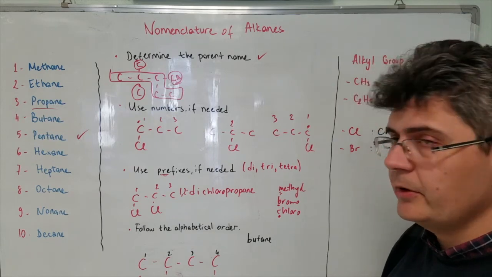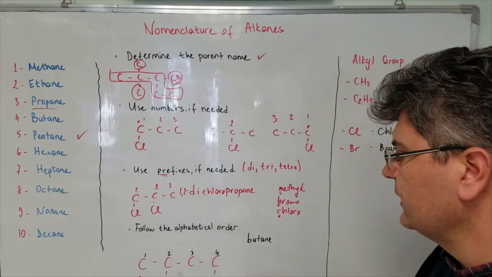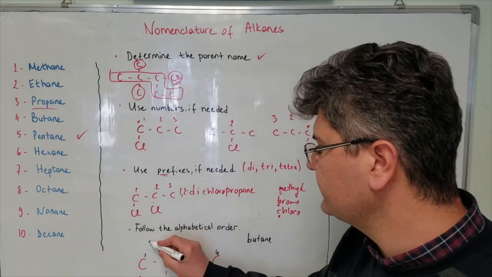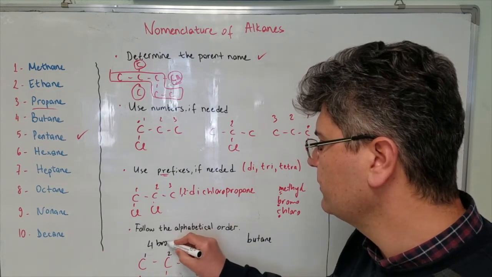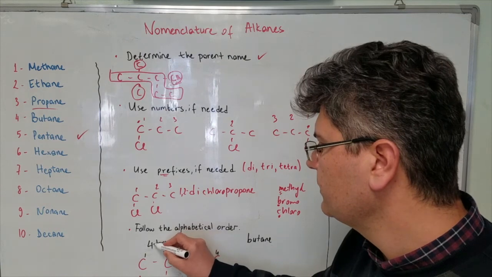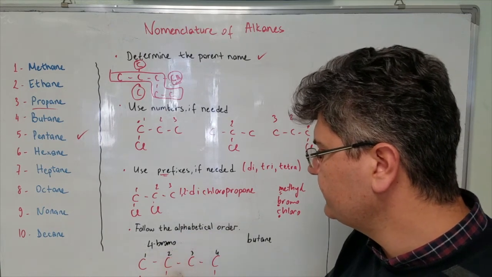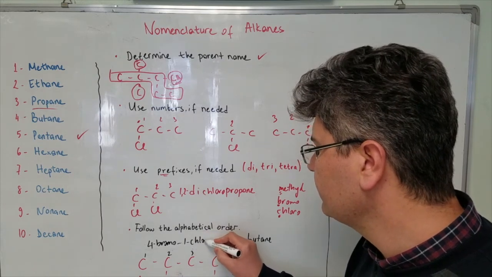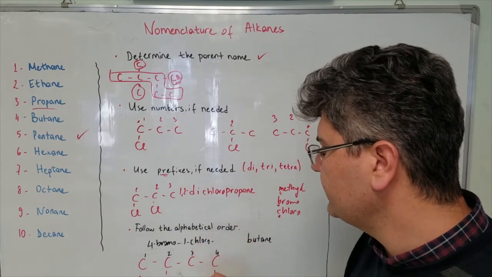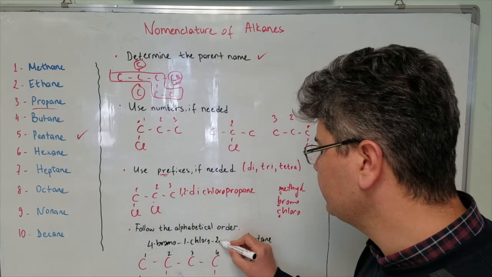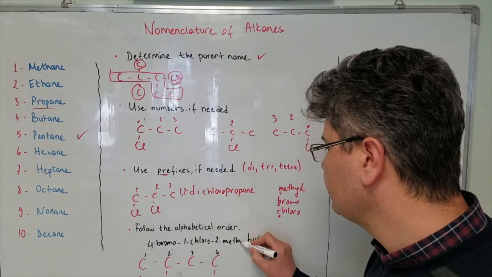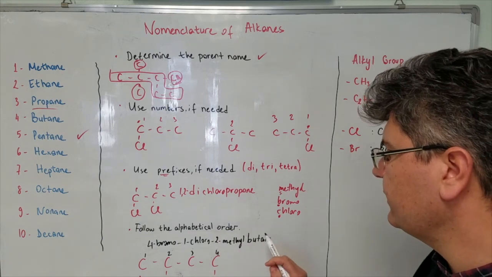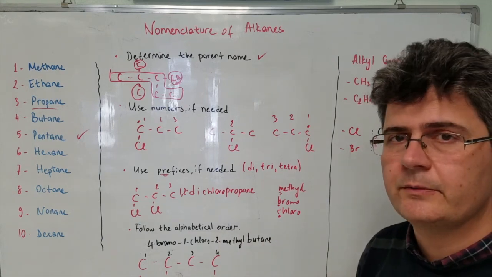Then I am going to be looking at the alphabetical order. So I will mention bromine first. It's on the 4th position, so I say 4-bromo. Then on the first one I have chlorine, 1-chloro. And on the 2nd position I have methyl, so 2-methylbutane. 4-bromo-1-chloro-2-methylbutane is the correct name for this compound.